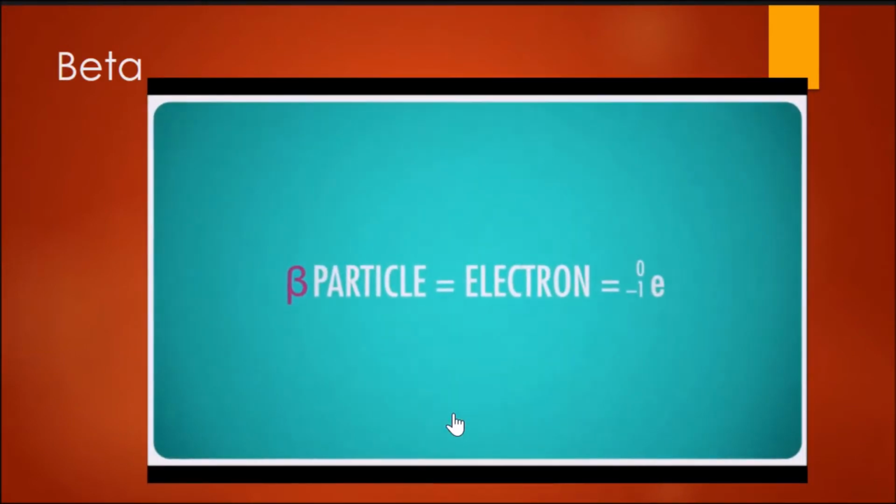Congratulations, you just balanced your first equation. The second type of radioactive decay is beta decay, which simply emits electrons. It has somewhat higher energy than alpha radiation, but it can still be stopped by a sheet of aluminum foil or even the top layers of your skin.